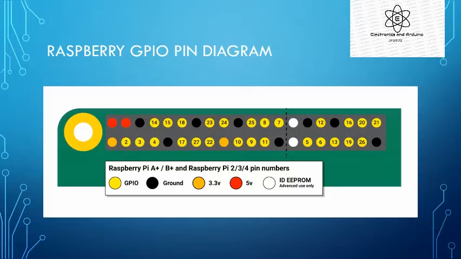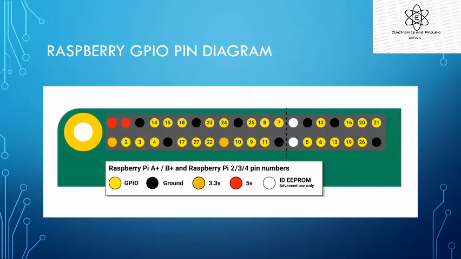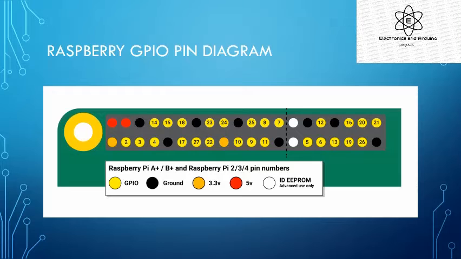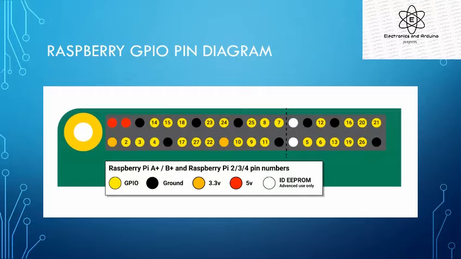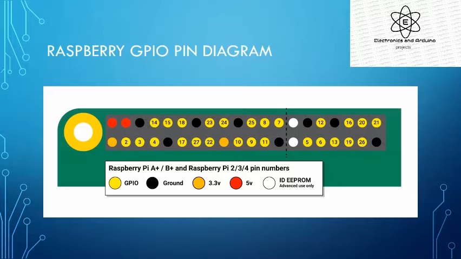here we see there is two, and that is a red button indicates the 5V, all orange buttons indicate the GPIO pins, black buttons indicate the ground, and light dark or yellow indicates the 3.3V. This is the diagram of a GPIO pin.